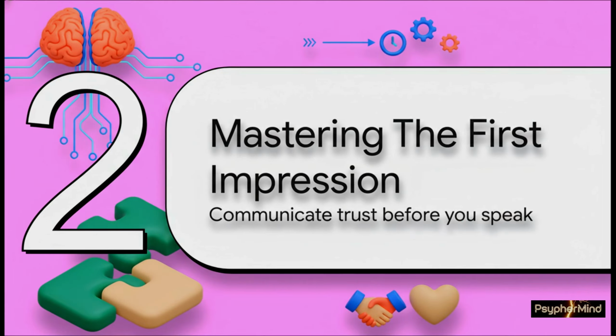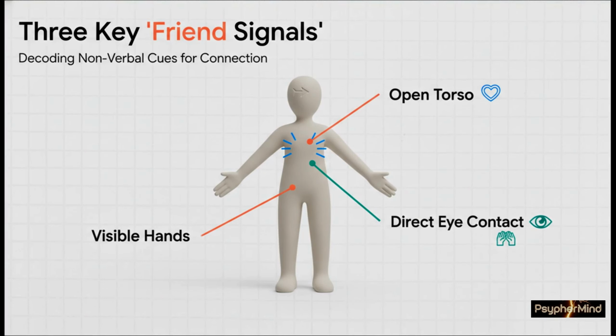Okay, that brings us to part two, mastering the first impression. Our primal brain, the one that's been around for thousands of years, makes a friend or foe judgment in less than a second. Seriously, it's that fast. Long before we've said a single word. So let's get tactical and focus on how to communicate trust, safety, and warmth completely nonverbally. Your body is constantly broadcasting signals, whether you realize it or not.